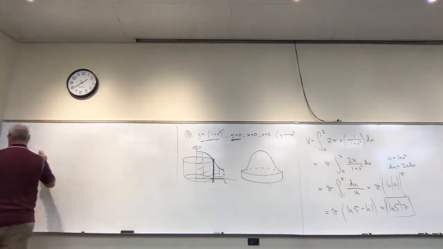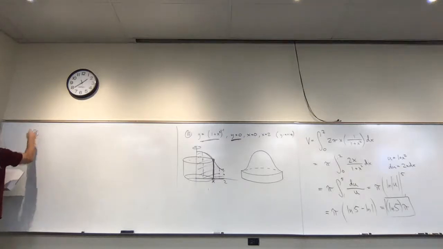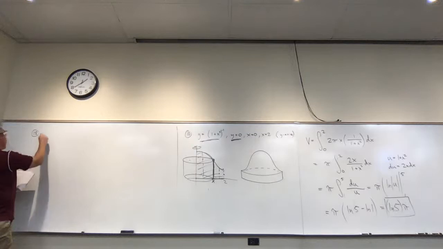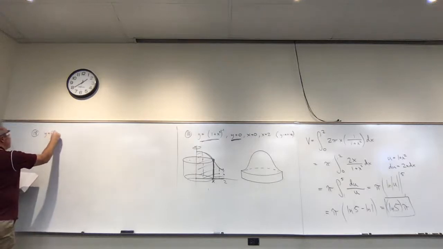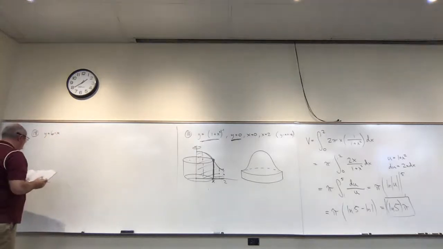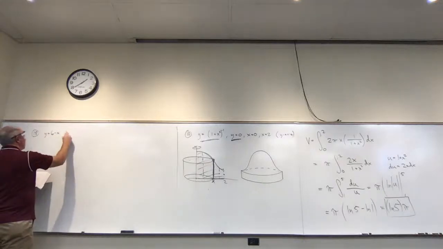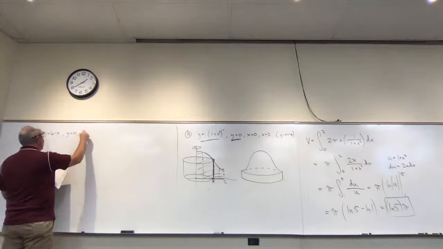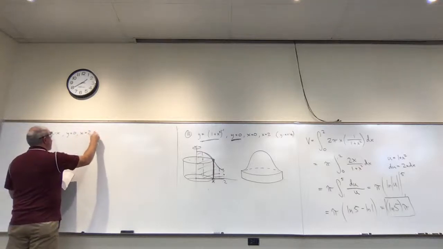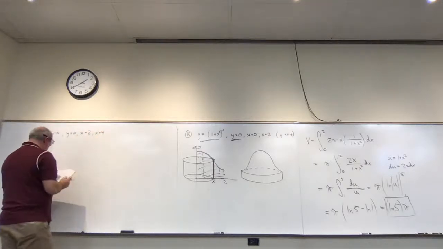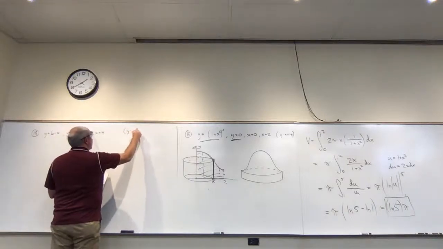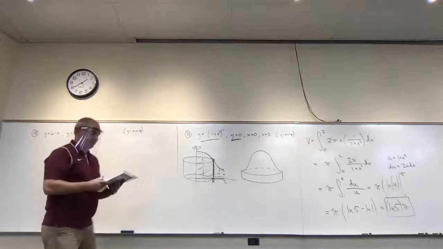Okay, number 18. We have y equals 6 minus x, y equals 0, x equals 2, and x equals 4, about the y-axis.